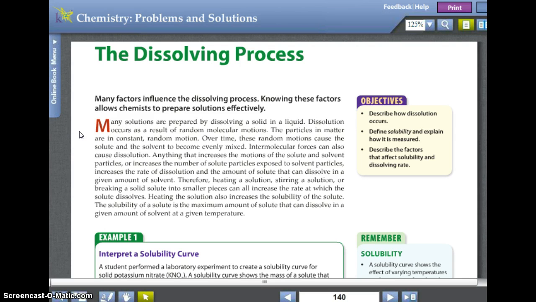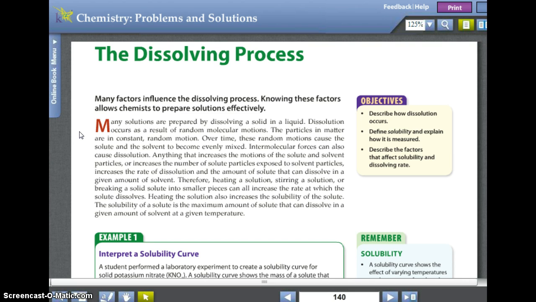Dissolution, or the dissolving process, occurs as a result of random molecular motion. The particles in matter are in constant random motion. Over time, these random motions cause the solute and the solvent to become evenly mixed. Intermolecular forces, or the forces between molecules, like if I had two water molecules, there's the hydrogen bonding force between them that keeps them near each other. Intermolecular forces can also cause dissolution.